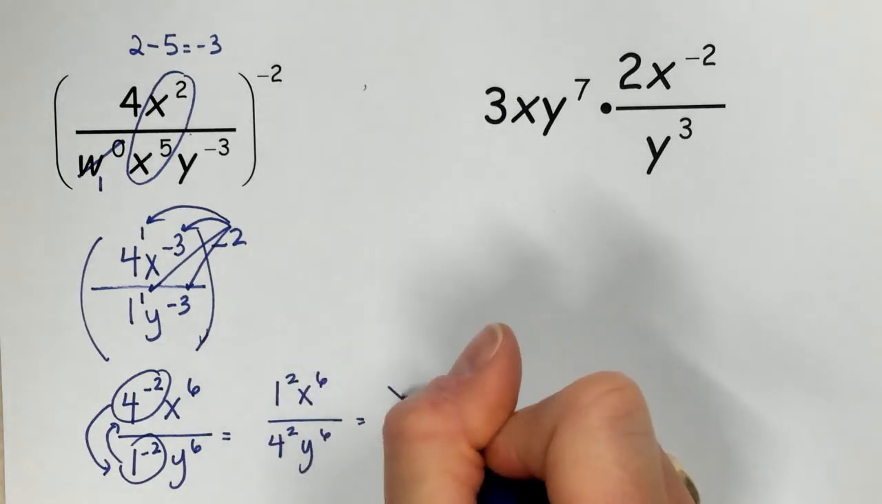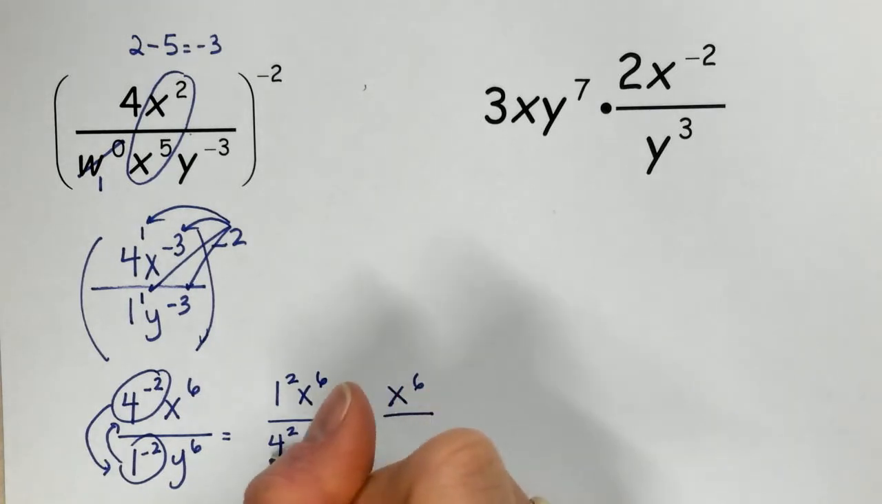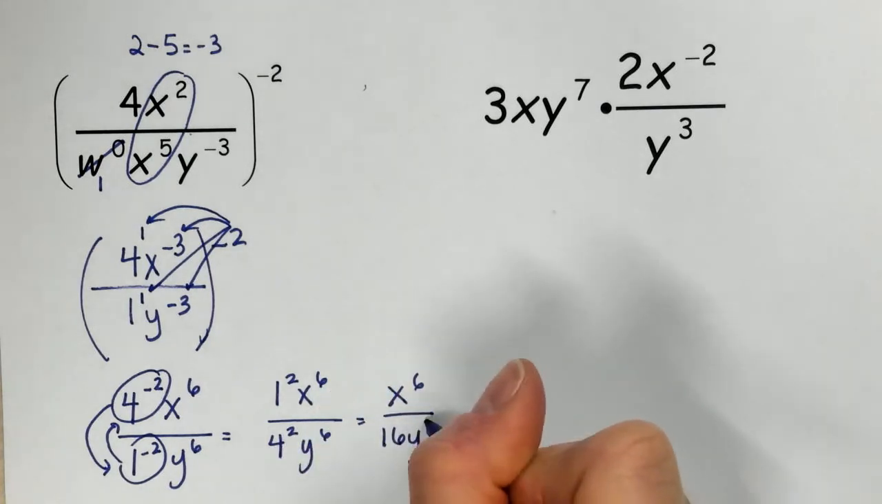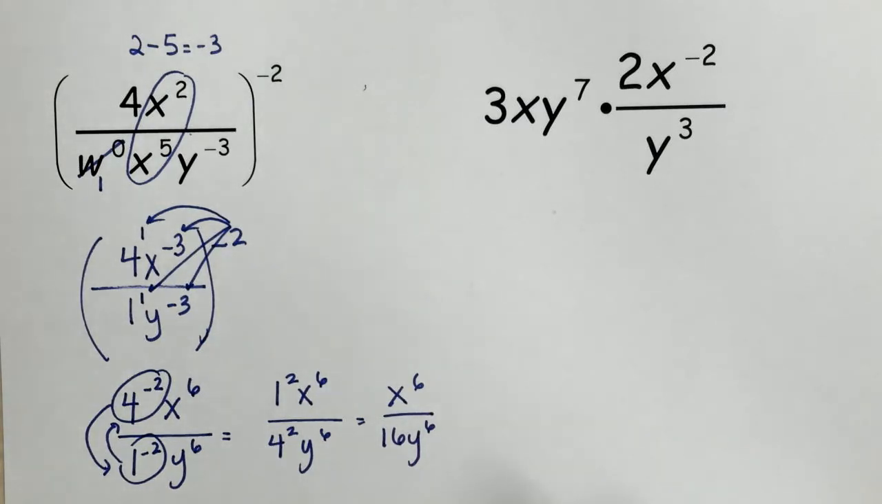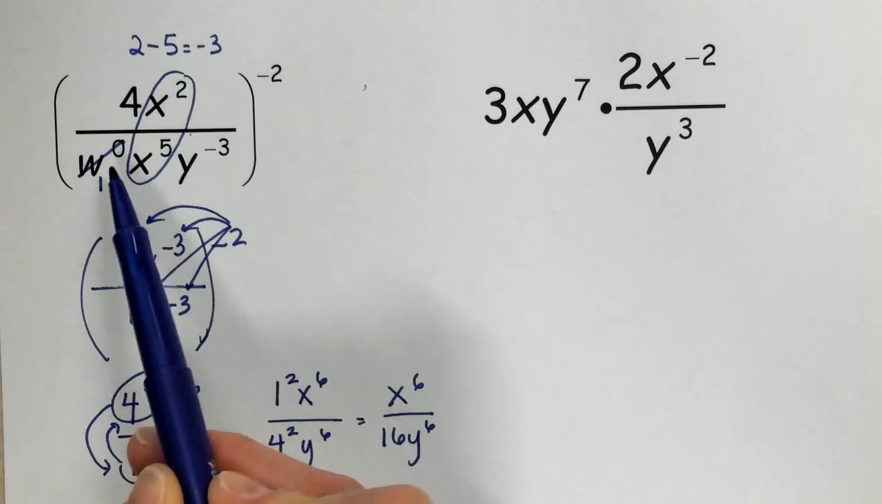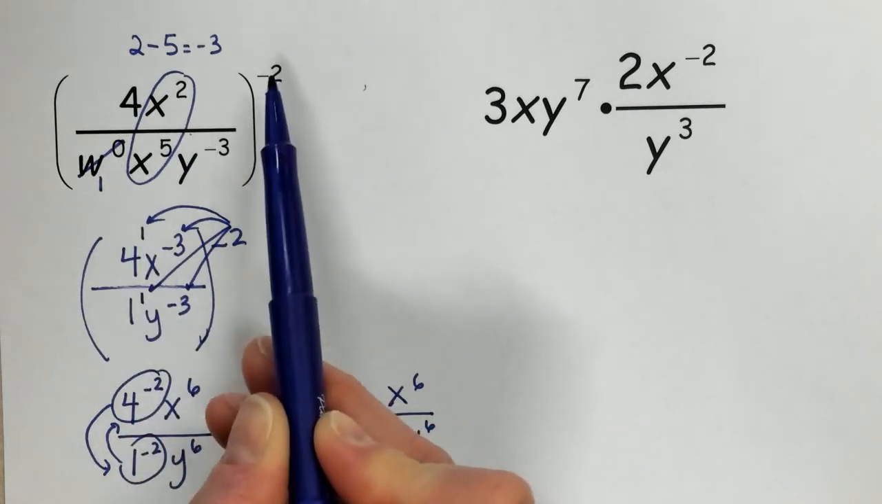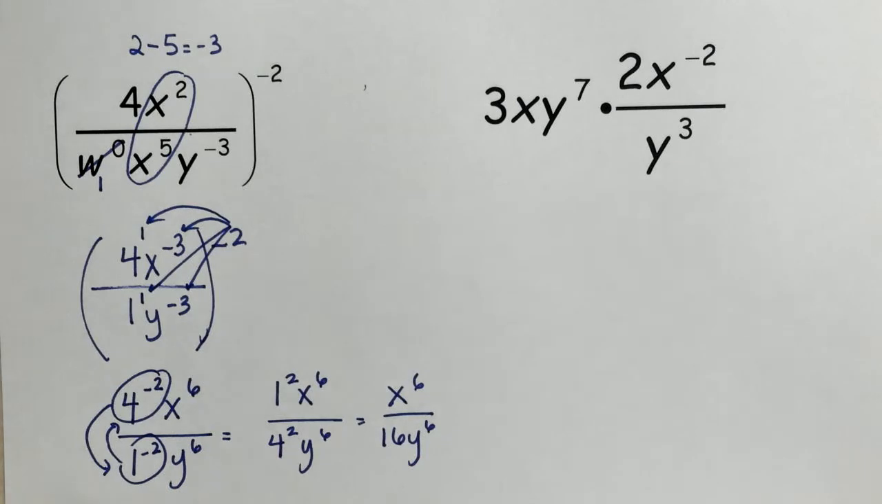1 squared is just 1, so I have x to the 6th. 4 squared is 16, y to the 6th. I never, ever had to write this 1, so I never had to put the exponent on it. But if you do, it still works through just fine, getting us to this answer there. This used 3 of the exponent rules: the quotient rule, the zero rule, the power rule, actually I'm sorry, 4, and the negative exponent rule. So I used 4 of the 5 rules. So there's a lot going on in that. Okay, final one.